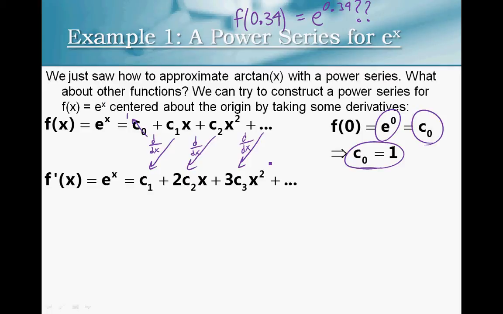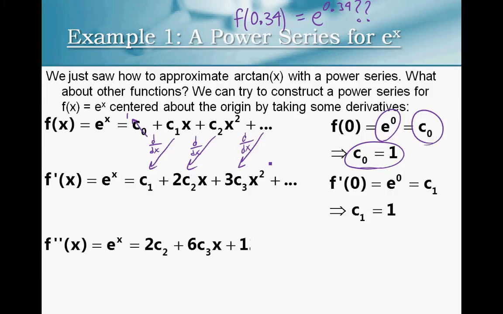Well, I can apply this same trick over again. I could find out what f prime of 0 is, which should be e to the 0. So c1 ends up equaling 1. Alright, well I've got c0 is 1 and I've got c1 is 1. That doesn't mean that all of these coefficients are going to end up being 1 though. You'll see what starts to happen. So f double prime of x is still e to the x.